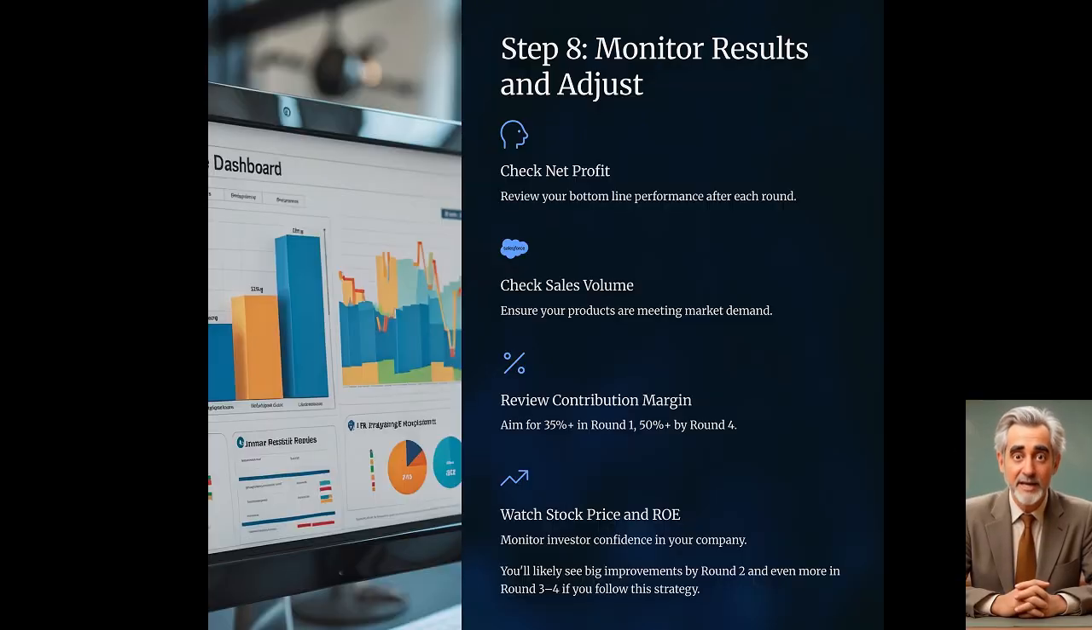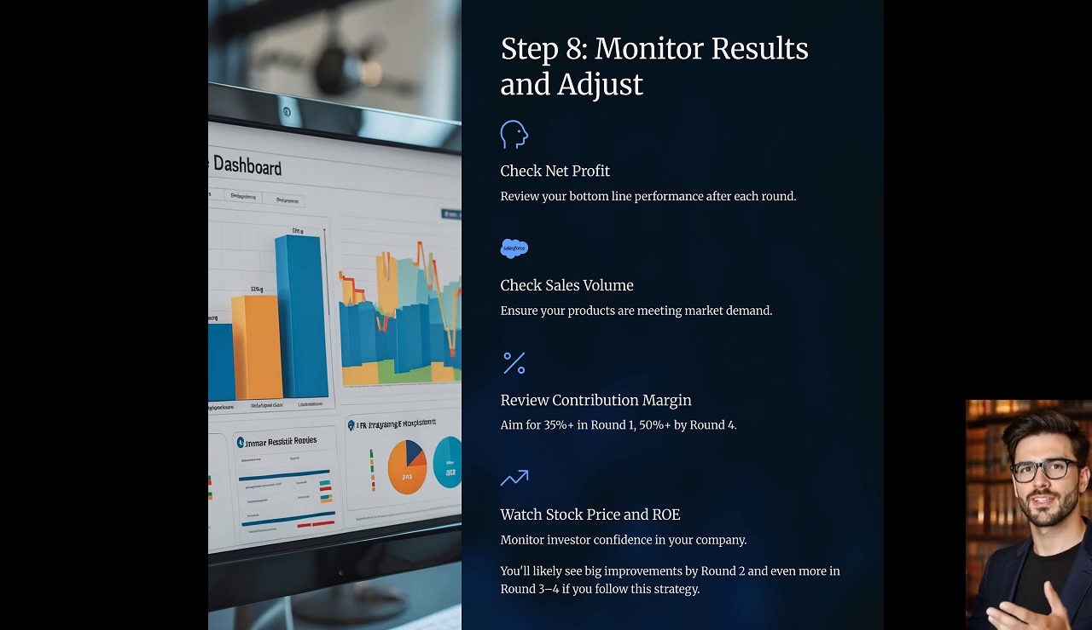Step 8. Monitor results and adjust after submitting Round 1 decisions. Review the pro forma reports. Check net profit. Check sales volume. Review contribution margin. Aim for 35% plus in Round 1, 50% plus by Round 4. Watch your stock price and ROE. You'll likely see big improvements by Round 2 and even more in Round 3 to 4 if you follow this strategy.